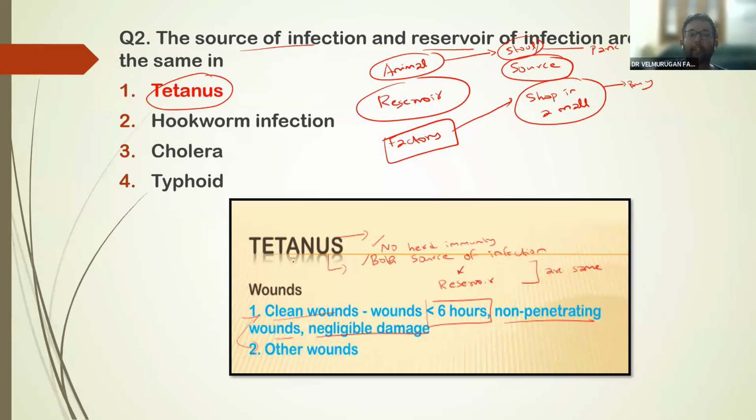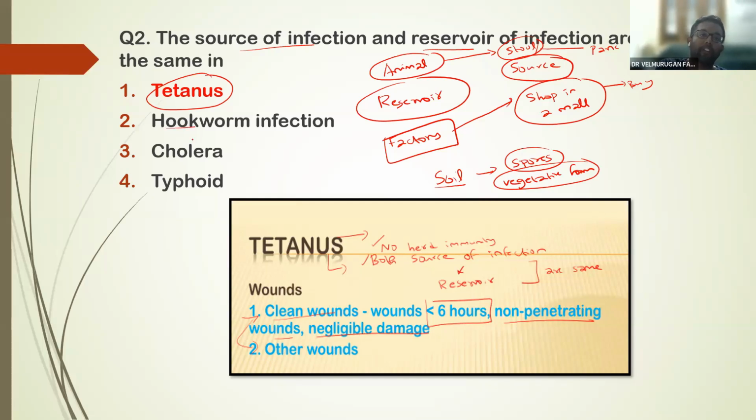That is tetanus. Because in tetanus, the tetanus spores are present in the soil. What is their reproductive form? That is the vegetative form, which is also present in the soil. So they reproduce in the soil. We get the tetanus also from the soil. So the soil is both the source of infection as well as the reservoir for tetanus.